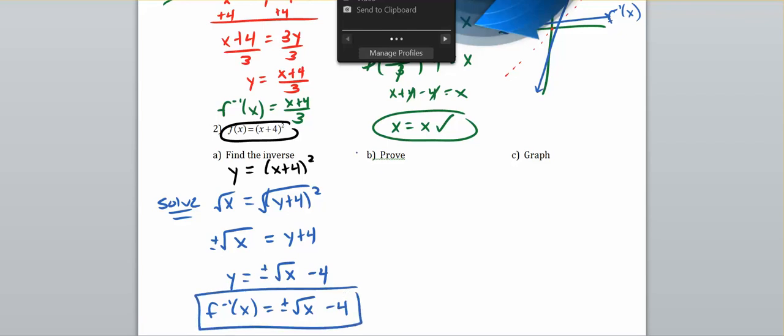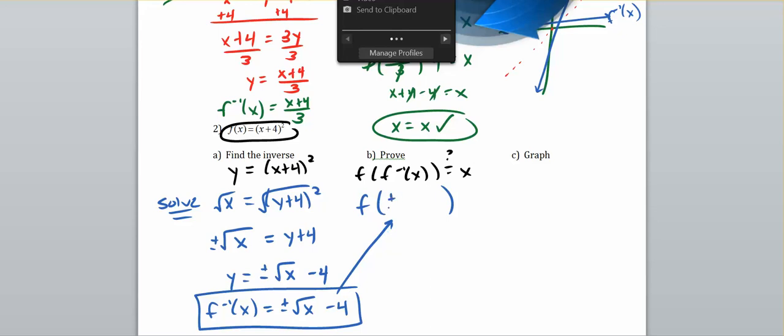To prove that, again, we have to do f of f inverse of x, and see, is that equal to x? All right, so what I'm going to do is say the inverse function is what I had here. So I'm going to plug in here. I'm just going to go ahead and do the, actually we can do plus and minus.